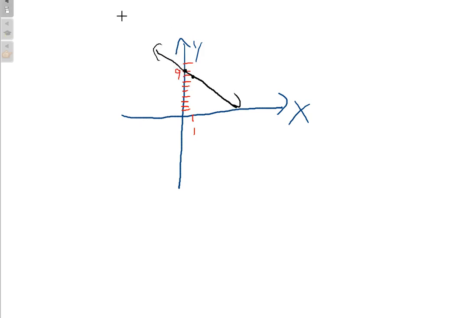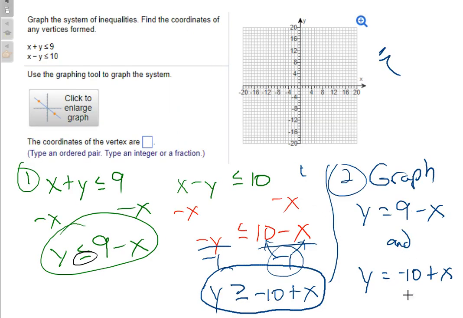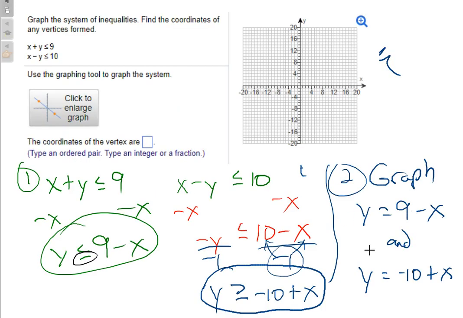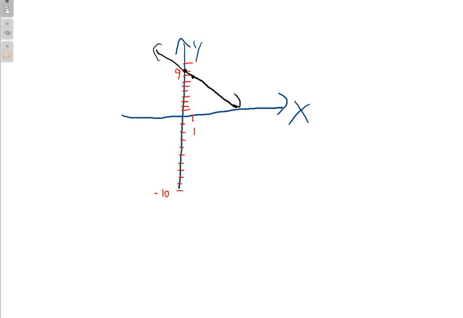For the second equation, we're going to graph on here. The y-intercept is -10. I thought it was +10, so I have to go down the other way. I think we have enough room to do that. So 1, 2, 3, 4, 5, 6, 7, 8, 9, 10. So there's -10 right there. And the slope is +1, if I'm not mistaken. So we're going to go up 1 to the right 1. Starting from -10, up 1 to the right 1 would be right there. And I'm going to have to extend this line a little bit.